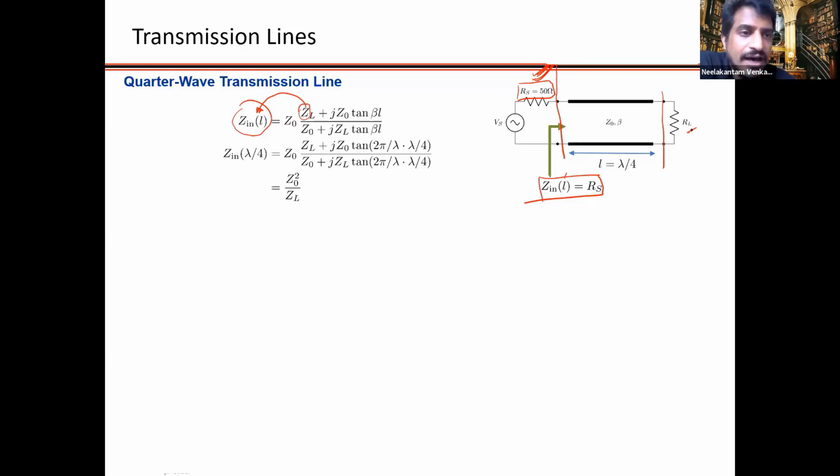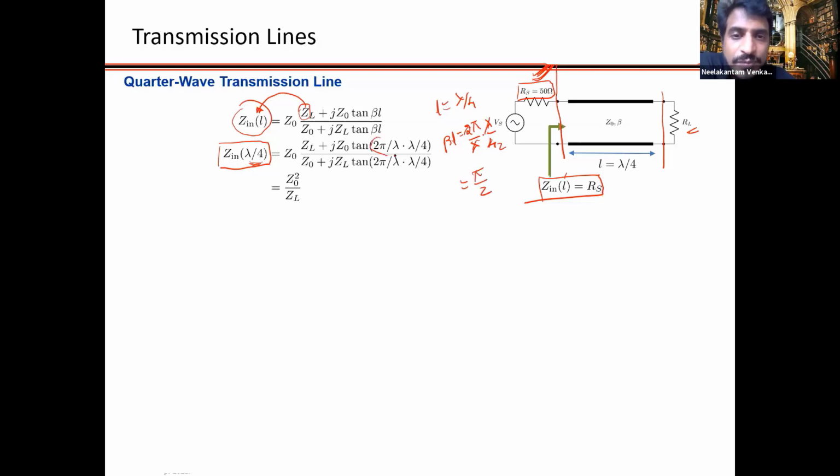So if I have RL here, then my impedance at a length of lambda by 4 is going to be Z0 squared over ZL. Why is that so? Because when L equals lambda by 4, your beta L is going to be 2 pi over lambda times lambda by 4, which is pi upon 2.